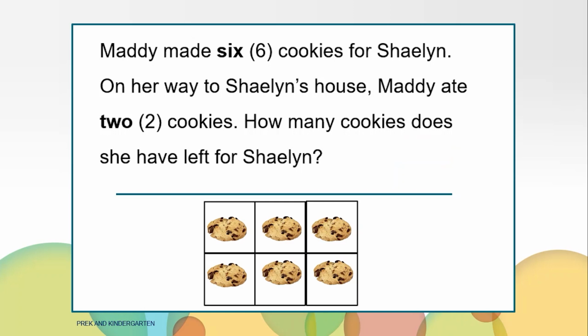Let's read the problem again. Maddie made 6 cookies for Shaylin. We put 6 cookies on our mat. Next it says, on her way to Shaylin's house, Maddie ate 2 cookies. What do we need to do now?